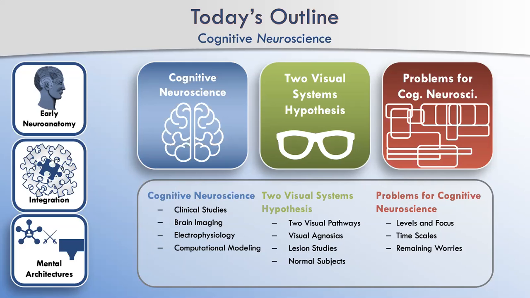So this video is probably just going to focus on the first portion here, the cognitive neuroscience. Then we're going to give a particular example with the two visual systems hypothesis, and then raise some problems for cognitive neuroscience.